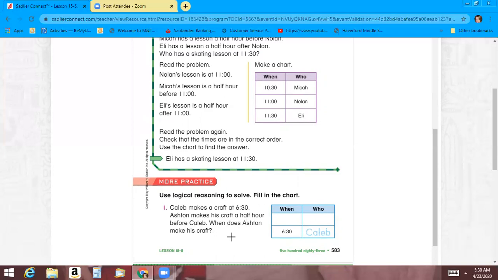Don't forget to circle the information you're given. Don't forget to underline the question. And I'm going to let you go ahead and fill in that chart and give that answer. When does Ashton make his craft? You're going to have that answer.